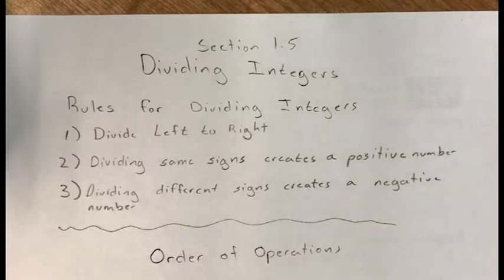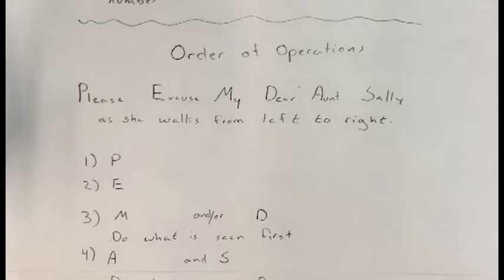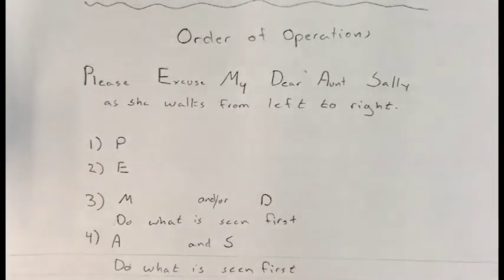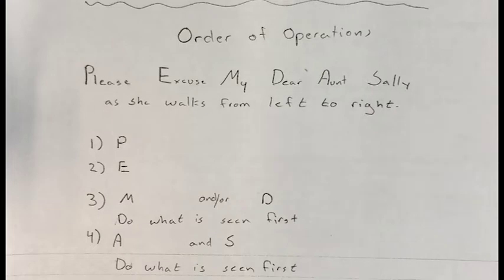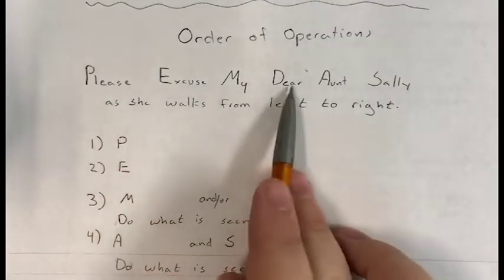And speaking of rules, that brings us to the order of operations. Now, I've been touching on it throughout this entire chapter, reviewing PEMDAS and everything. So in this particular section, we're going to be hitting PEMDAS a little bit more. So let's review what it means. Please excuse my dear Aunt Sally. She walks from left to right. You've probably heard this before, and if you haven't, well, congratulations. I'm glad I'm the first one to teach it to you.